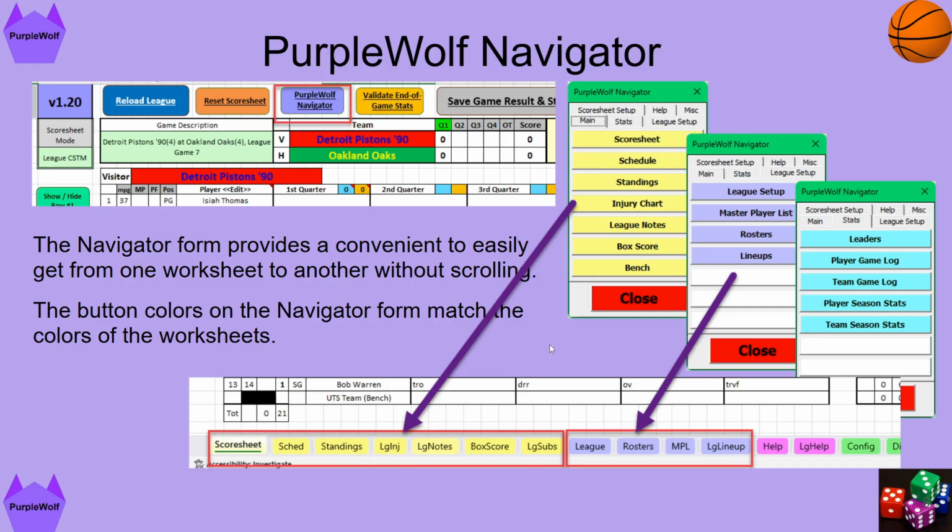The words don't match up exactly because the navigator is a little more plain English. Some of the tabs have names that are abbreviated and a little cryptic. So this is just a different way to get from sheet to sheet within the PurpleWolf spreadsheet. Again, this navigator is optional. At times it's convenient, but you don't have to use it. I just want to mention that at the get-go.